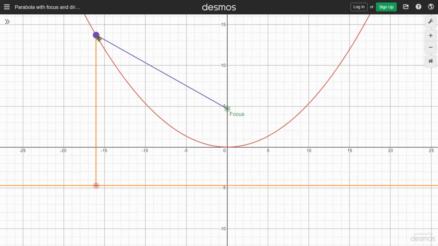Now, what you'll notice is as I'm bringing this point here to here, you see my focus and my directrix. Halfway between my focus and my directrix is my vertex. That's going to be important to us.